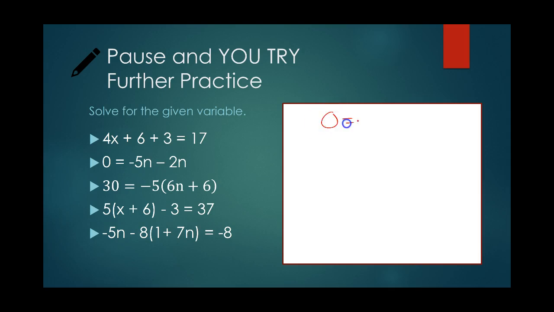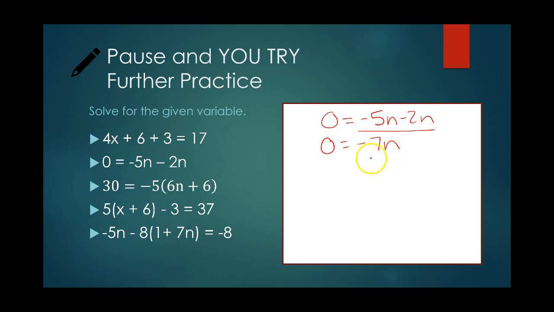Alright, let's look at this next one. So this next one looks a little funny because there's a 0, but that's okay. We're not going to change our process. So 0 is simplified. But this negative 5n minus 2n, I can put those together. So negative 5 minus 2 is negative 7n.